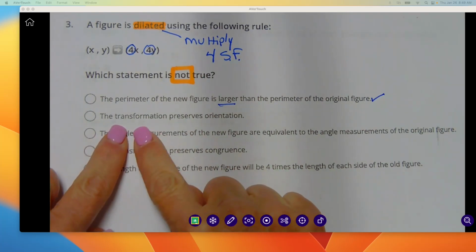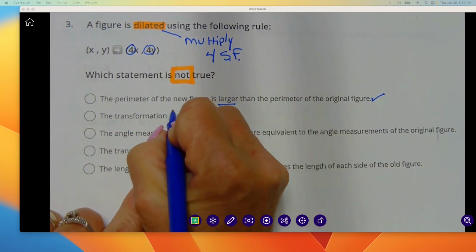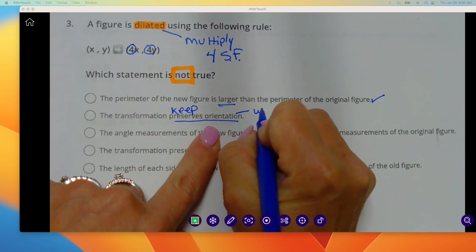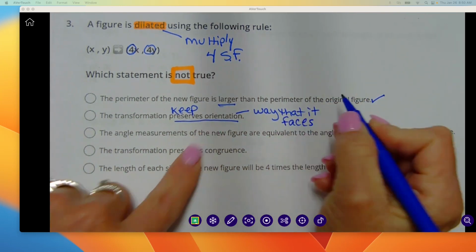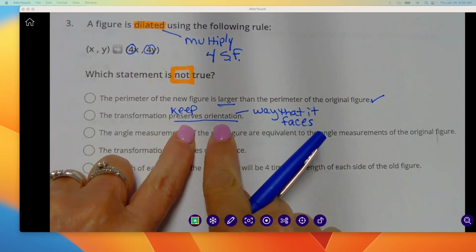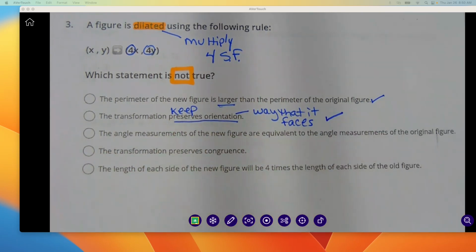Okay, let's look at the next one. It says the transformation preserves orientation. Preserves, remember, means to keep, and orientation means the way that it faces. The position, the direction that it's facing. But remember with dilation, it just gets bigger or smaller. We're not rotating it, we're not reflecting it, it's still in the same spot, it's just getting bigger or smaller. So does it keep orientation? Does it stay in the same spot the way it's facing? Yes. So this one is true.